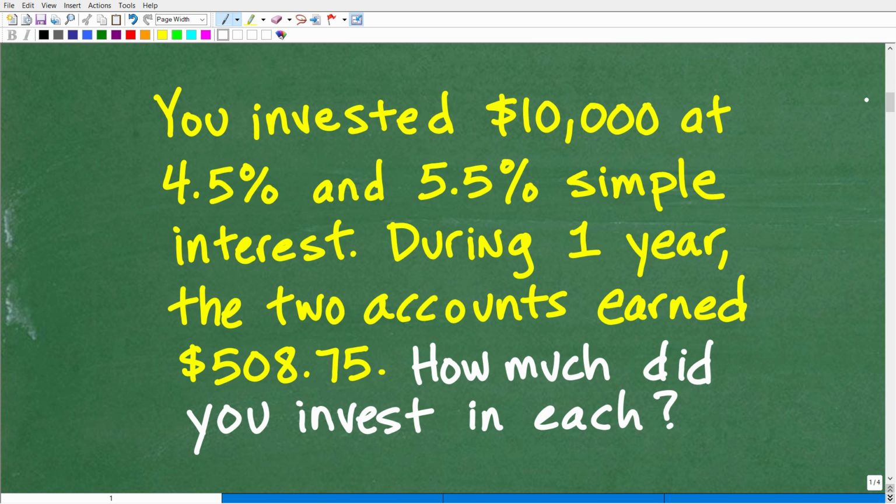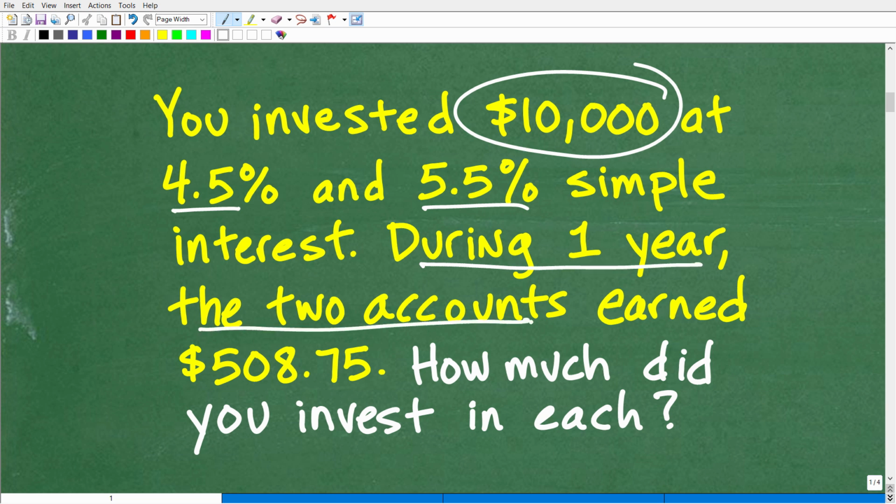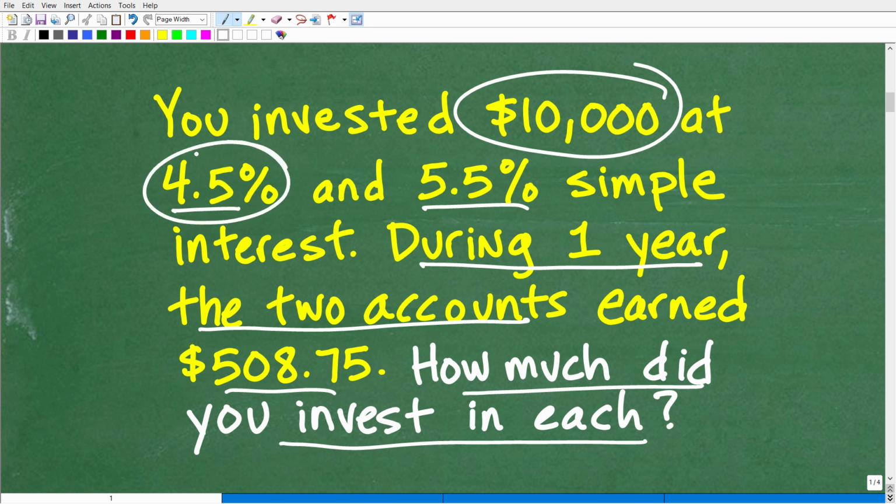So again, I kind of already explained it, but let's go through it one more time. So you have $10,000 total, right? You're going to invest this into two separate accounts. One that's going to be earning 4.5% simple interest, and the other one that's going to be earning 5.5% simple interest. And over 1 year, these two accounts earned in interest $508.75. So this is how much you earned on investing your $10,000. So the question is how much did you invest in each account? Again, we have one account at 4.5% and another account at 5.5%. And of course, I just gave you the answers.